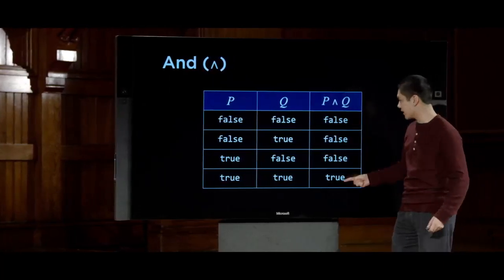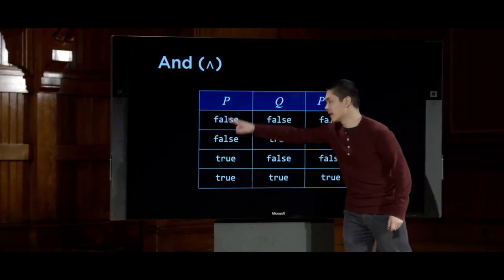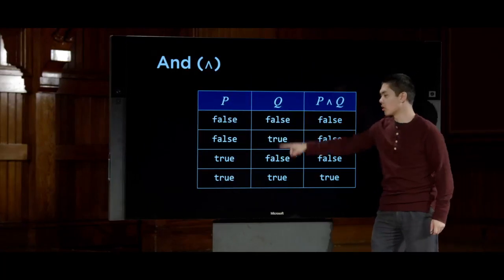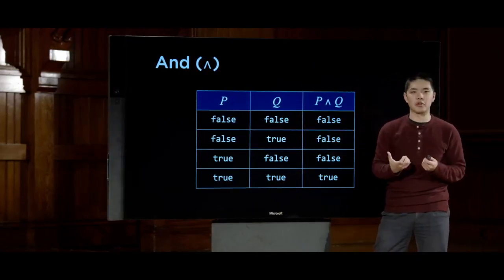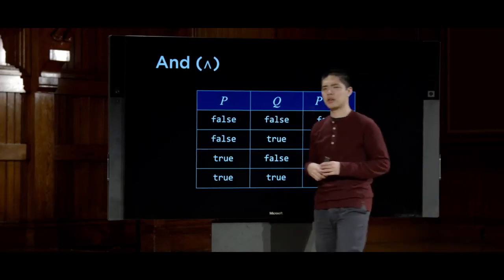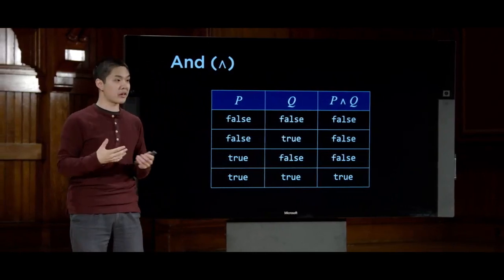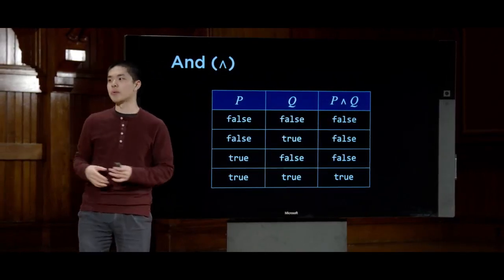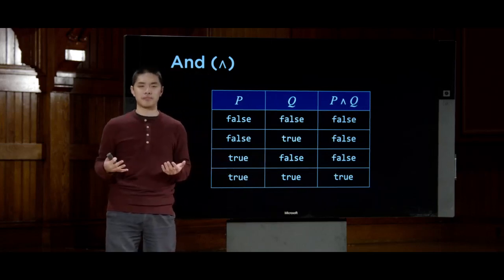And we see that the only case where P and Q is true is in this fourth row here, where P happens to be true, Q also happens to be true. And in all other situations, P and Q is going to evaluate to false. So this, again, is much in line with what our intuition of and might mean. If I say P and Q, I probably mean that I expect both P and Q to be true.